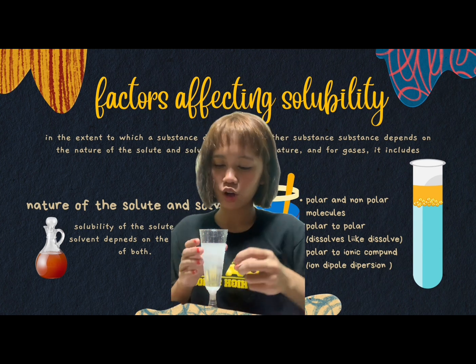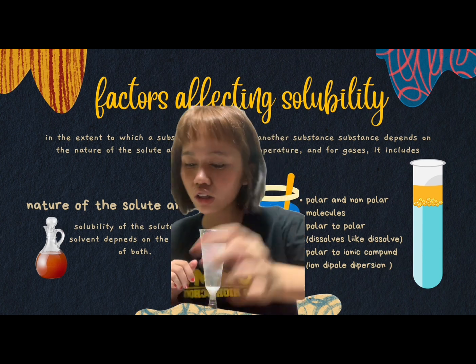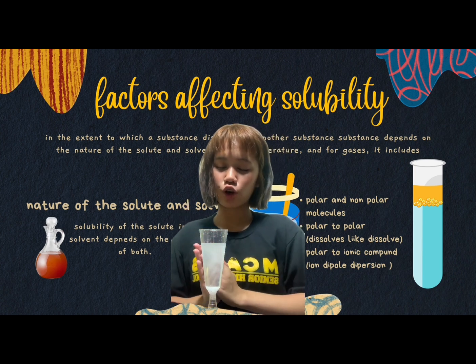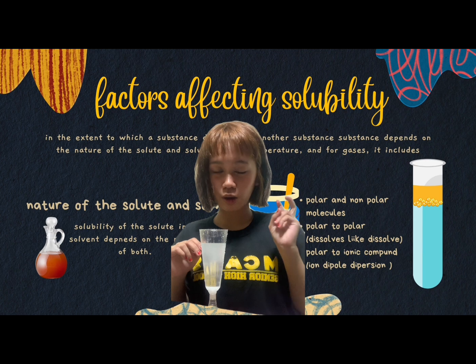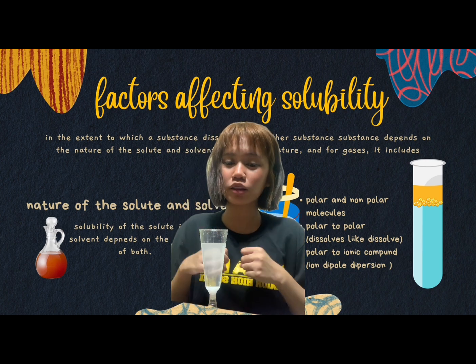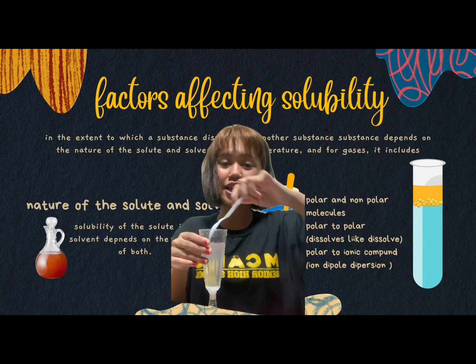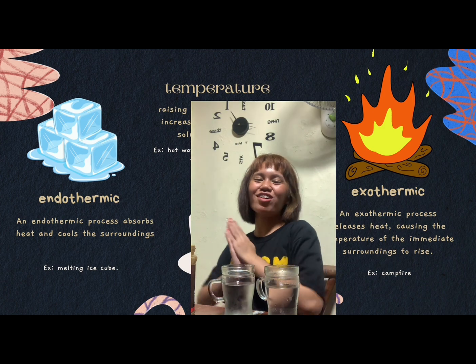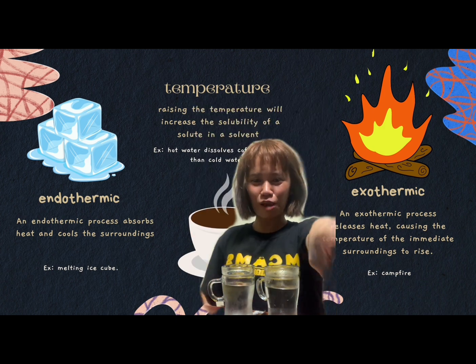Why? Because of ion-dipole interaction. When we say ion-dipole, the polar and the ionic compound are attracted to each other, so that they are compatible when we mix them. An example is the water and the salt. So, let's proceed to temperature.